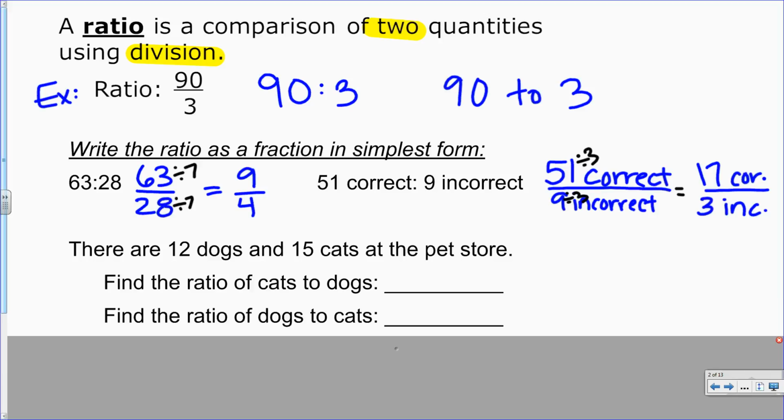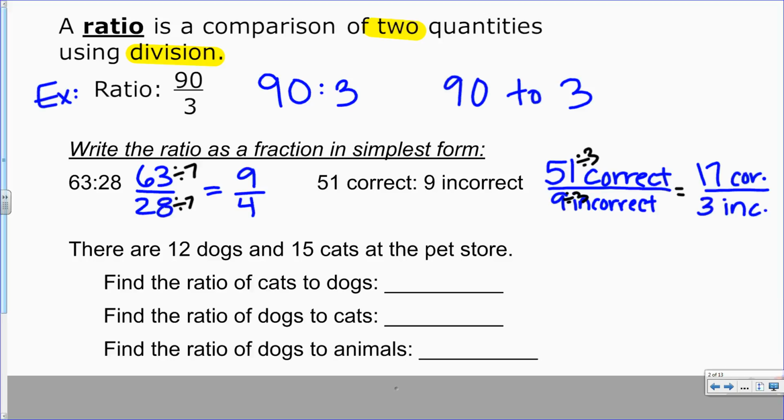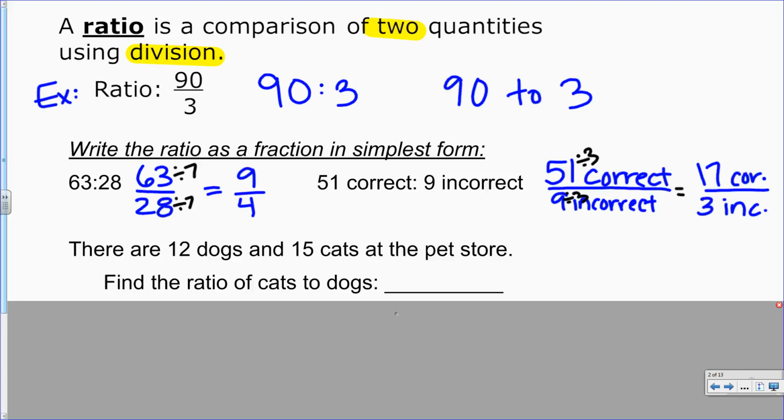Our next way we're going to look at it is with some dogs and cats. There are 12 dogs and 15 cats at the pet store. So let's look at this first one. Find the ratio of cats to dogs. Well, whatever they say first, we write on top. So there are 15 cats, so I would say 15 cats over, and then dogs is mentioned second, 12 dogs. And if you wanted to reduce that down, you can see that 3 would go into both of those. 15 divided by 3 is 5. So you have 5 cats. 12 divided by 3 is 4. So 5 cats for every 4 dogs.